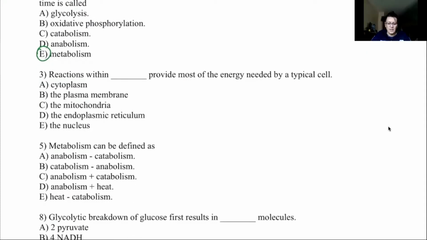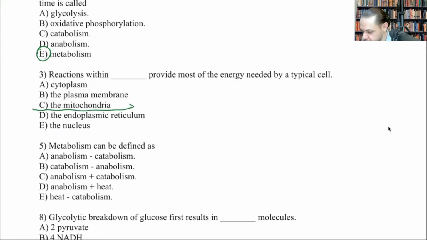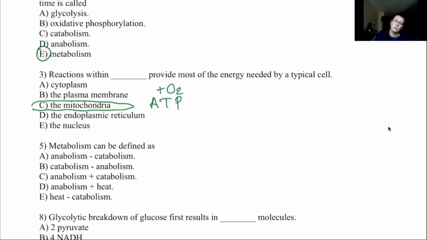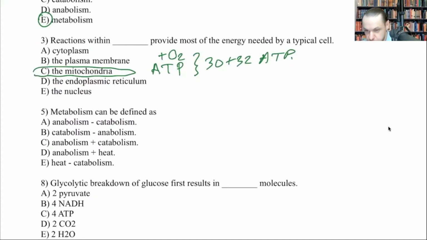Reactions within blank provide most of the energy needed by a typical cell. C, the mitochondria. Very good. And do you remember how much ATP we get if we have mitochondria and oxygen? 30 to 32. Very good. All right. Number five, we have Lindsay for number five.